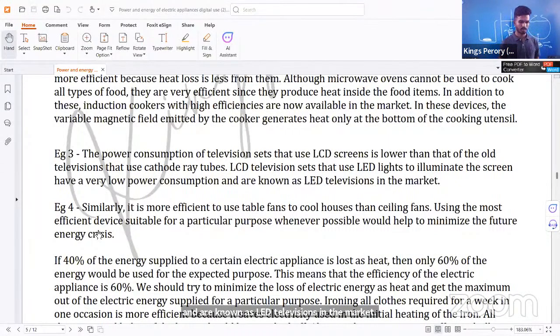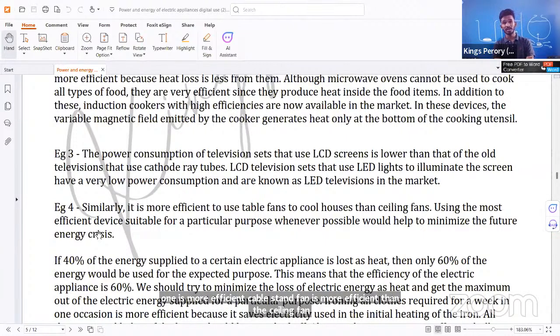Similarly, it is more efficient to use table fans to cool houses than ceiling fans. Now, ceiling fan. If you compare a ceiling fan with a table fan and a stand fan, which one is more efficient? Table and stand fans are more efficient than the ceiling fan.